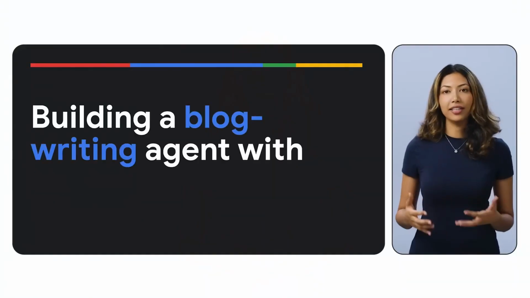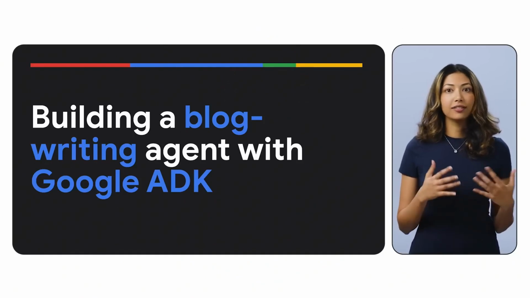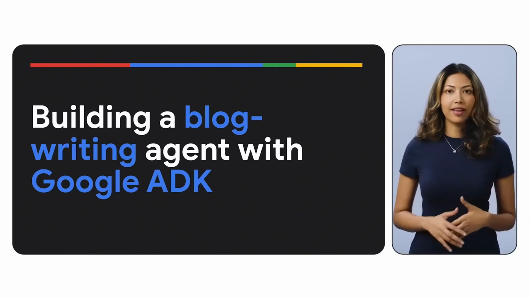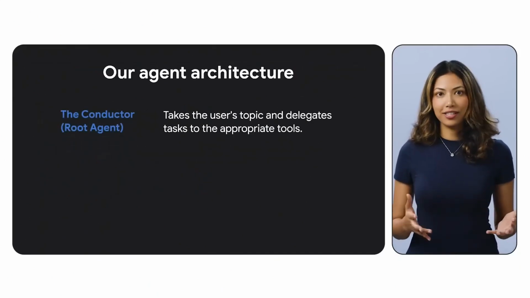We'll build a blog writing agent. You give it a topic, it will generate a structured outline, turn that outline into a full blog post, and then suggest alternative titles and hooks. This is where ADK's categories come in.